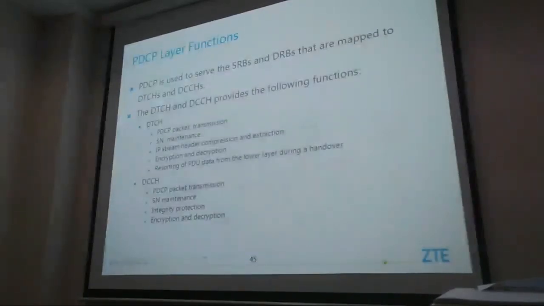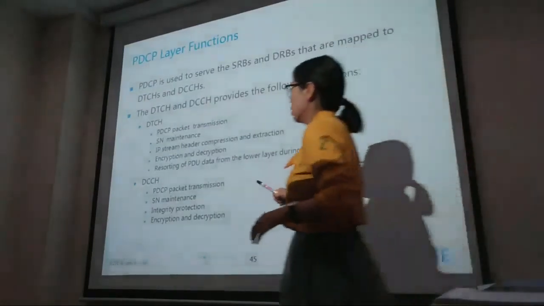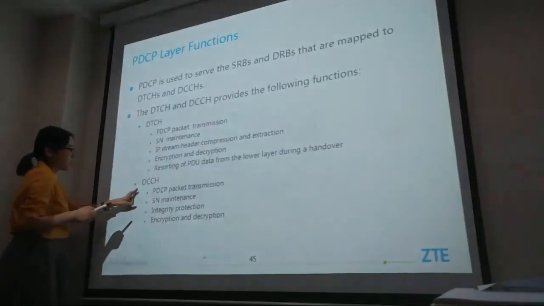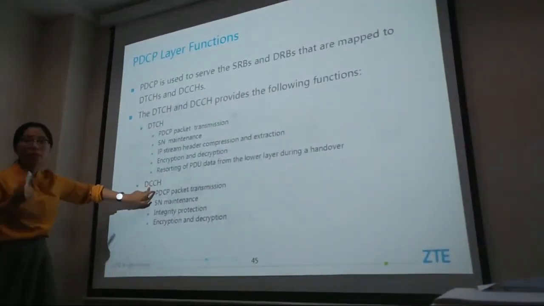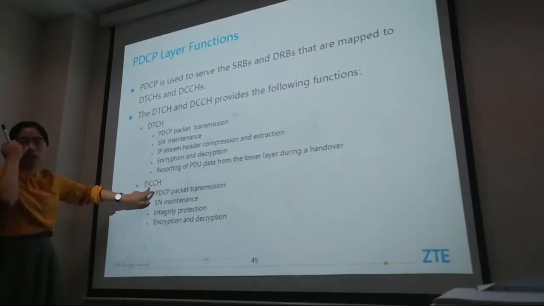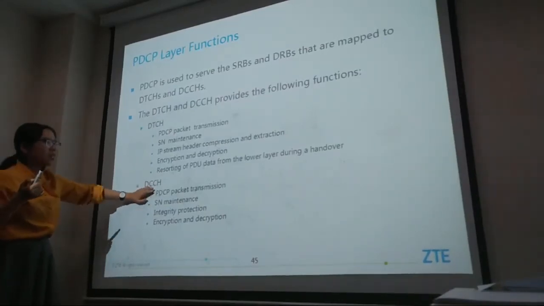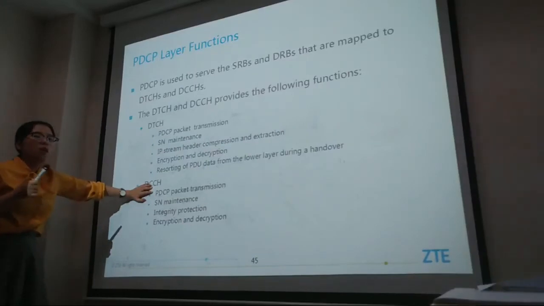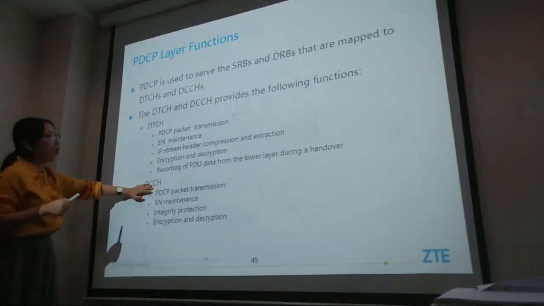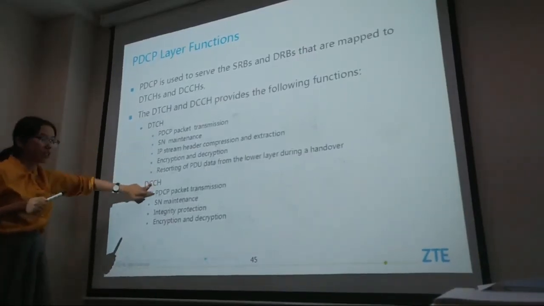Yesterday I introduced the control plane. What we transmit on the control plane is signaling. So we transmit it on the DCCH. Yes, we carry it in the DCCH, which is dedicated control information. So you can see that the PDCP layer will process only DTCH and DCCH.